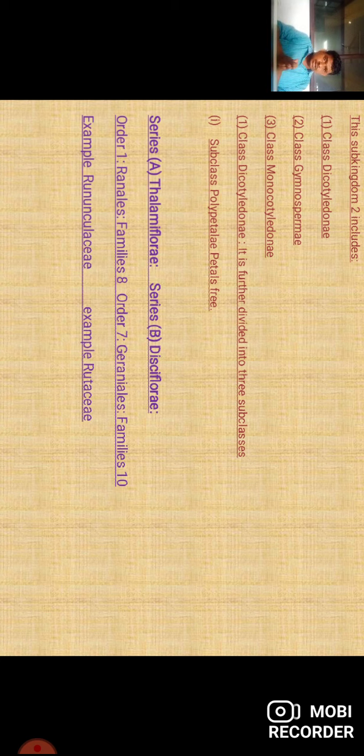In the natural system of Bentham and Hooker, they observed series. The first series is Thalamiflorae, with the order Ranales, for example Ranunculaceae. It includes a total of 8 families. The second series is Disciflorae, with 7 orders, including a total of 10 families. One example of these families is Rutaceae.